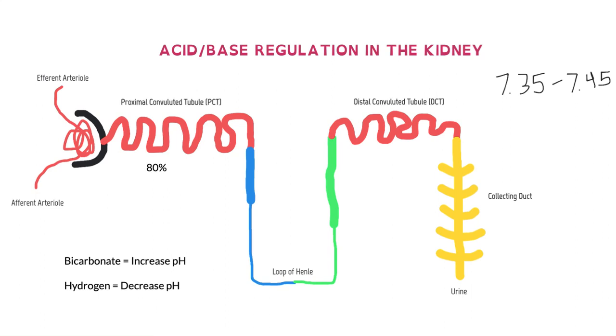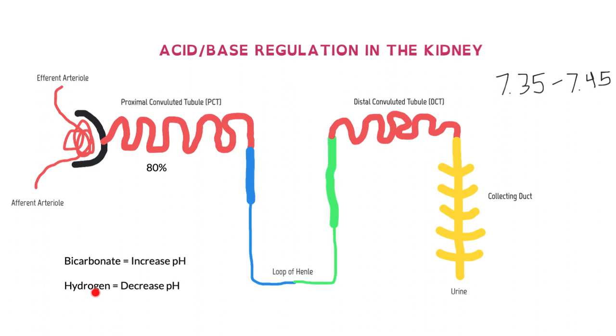In this video, we'll talk about the kidney's role in maintaining the body's pH. The blood pH must be maintained at a narrow range of 7.35 to 7.45. The kidney is one of the two organs, the other being the lungs, that play a role in achieving this. The kidney accomplishes this task through the regulation of two ions, bicarbonate and hydrogen.